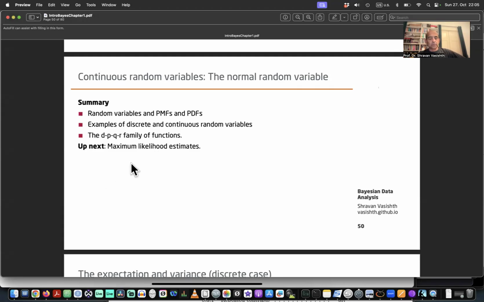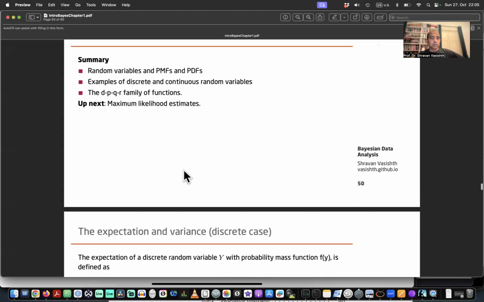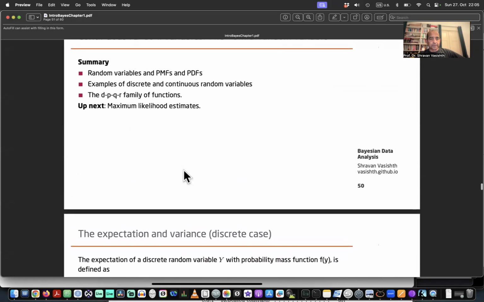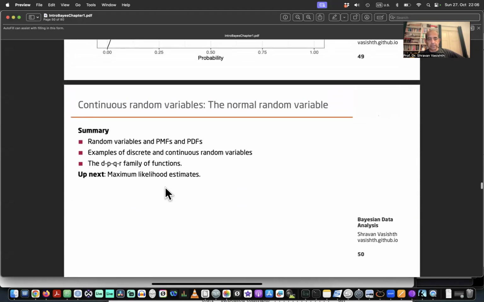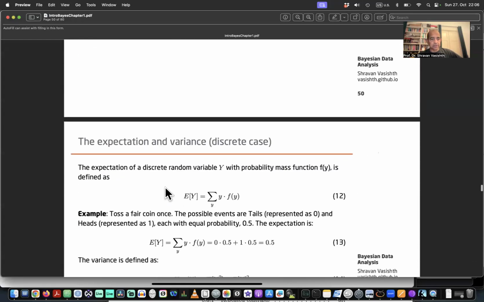So now I'm going to talk about two other topics in this lecture. The first topic is maximum likelihood estimation and the notion of likelihood. And the second topic that I'll discuss is bivariate distributions and more generally multivariate distributions and how these are defined in the discrete and continuous case.